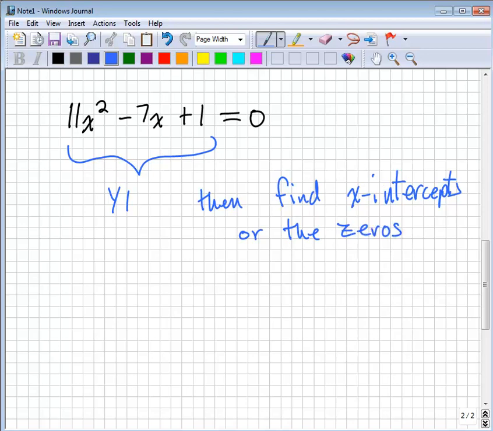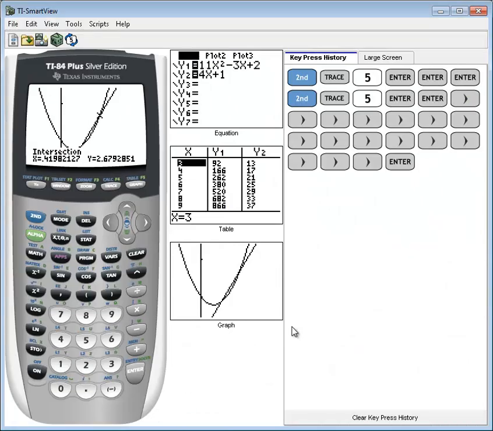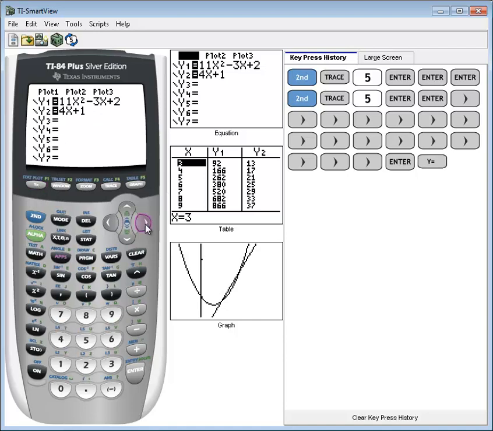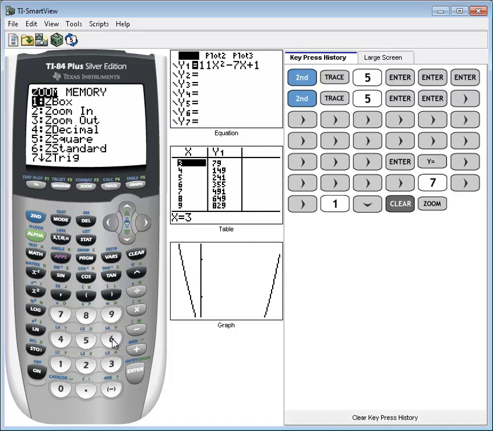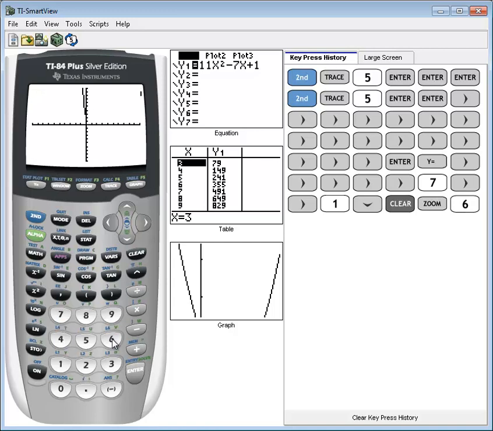Okay, so let's go back to the calculator and try that. We're probably going to have to change our window. So we get 11x squared. I'm just going to write over this, minus 7x plus 1. I'm going to clear this one. Let's go to zoom 6, I guess, just to get a look at this.